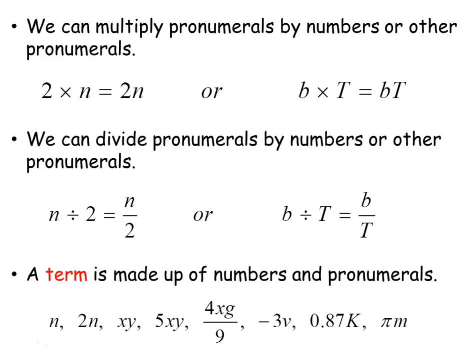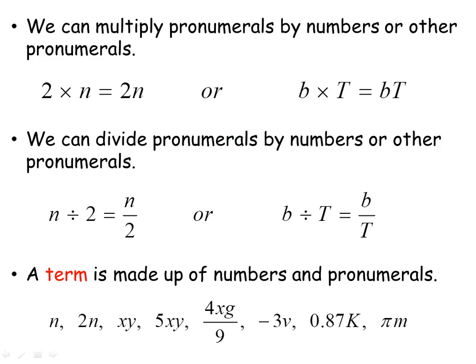So we can multiply pro-numerals or numbers by numbers or other pro-numerals. So when you see the arrangement a number next to n, such as 2n, then what that means is the number times n. Or if we see two letters next to each other like that, that means the first letter multiplied by the second, or even just the second multiplied by the first.